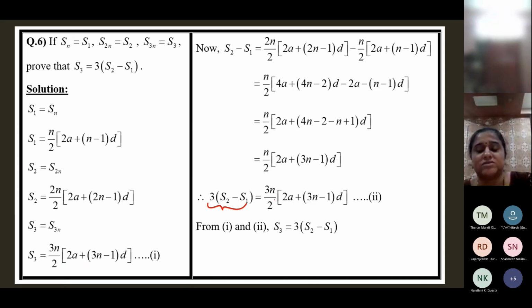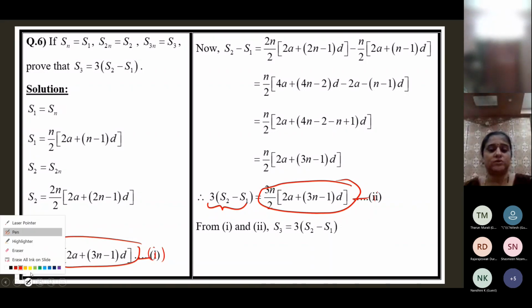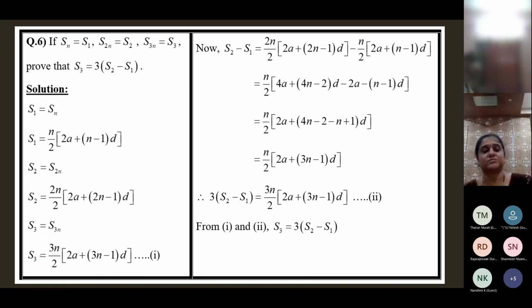What is 3 times S2 minus S1? This. What is S3? The same thing. That's why I marked this 1 and 2. So from 1 and 2, S3 is equal to 3 times S2 minus S1.